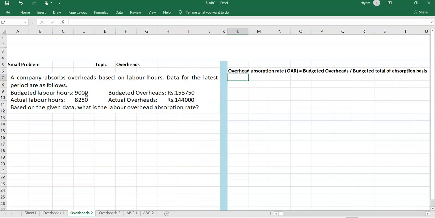Budgeted labor hours is going to be 9,000. Budgeted overheads is 1,55,750. Actual labor hours is 8,250. Actual overheads is 1,44,000. Based on the given data, what is the labor overhead absorption rate? So again, it is going to be OAR on labor.